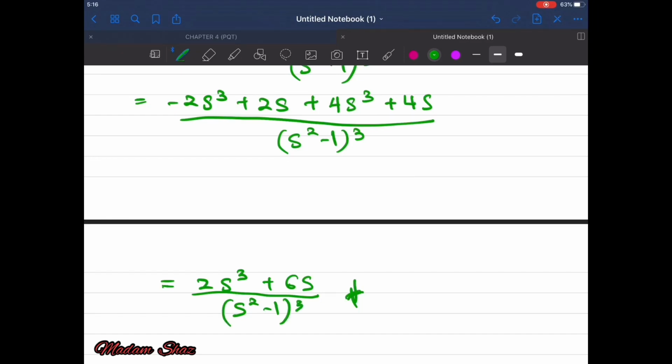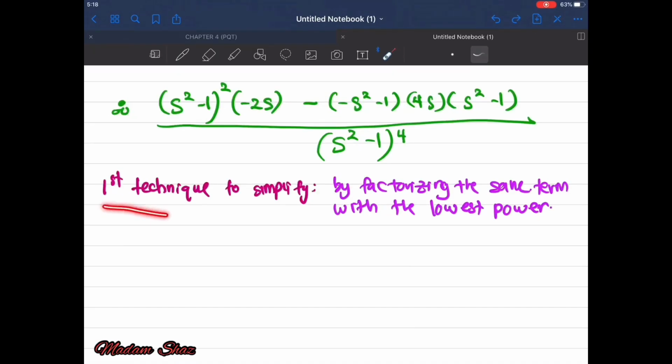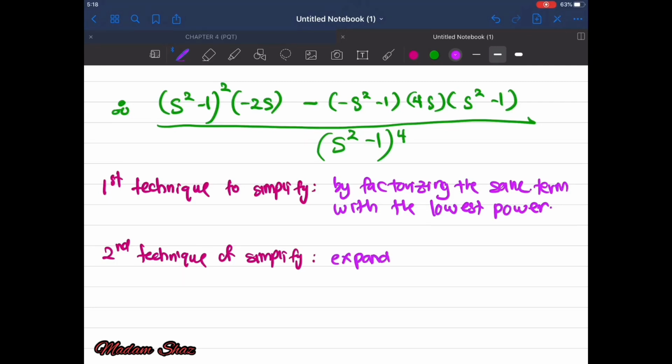Okay, so this is the final answer when we simplify by using the first technique, by factorizing the same term that you have at the upper side and the denominator. So for the first method of simplifying, we simplify by factorizing the same term with the lowest power. So now for the second method, we will simplify by expanding all the terms at the upper side.